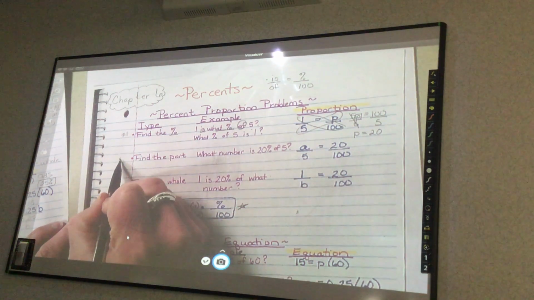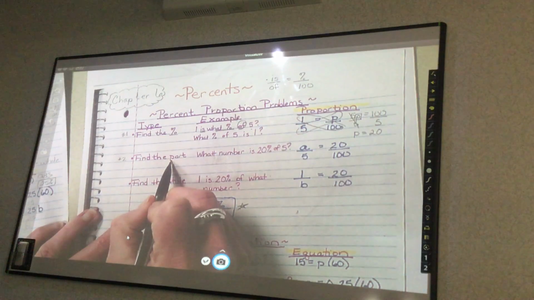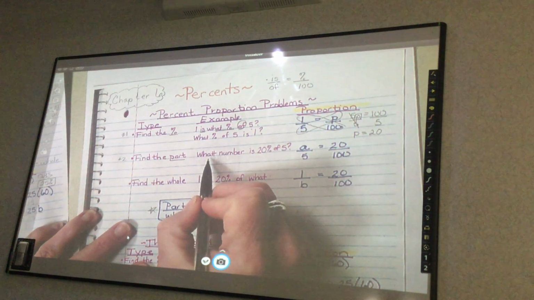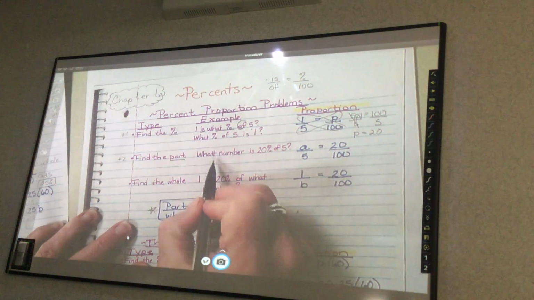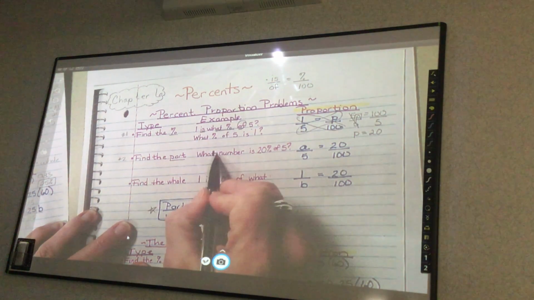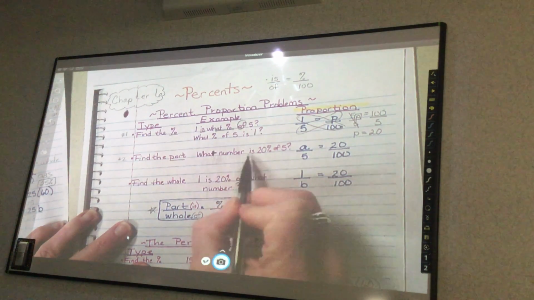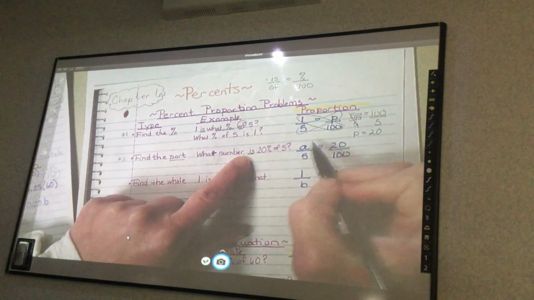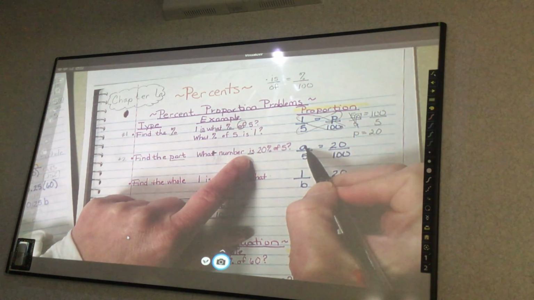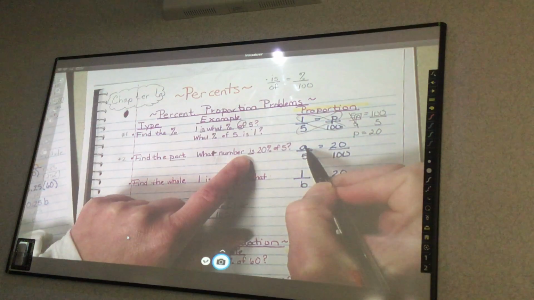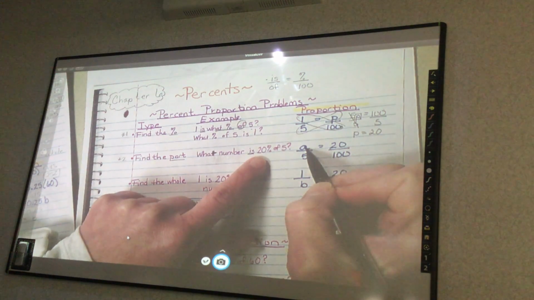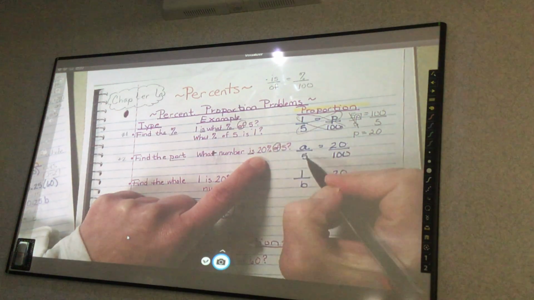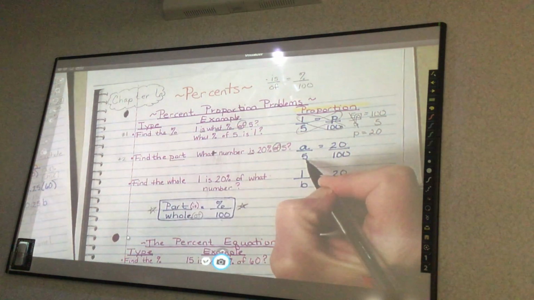Now, example 2, we're going to try to find the part. I know I misspelled what, but after doing all of these, I wasn't going to go do it again. So if you have to, just do this. That makes you feel better. What number is 20% of 5? I don't know the is, so the is is my letter A. 20%, so I put 20 where the percent always goes. Of 5, so the 5 goes down where the of is at.